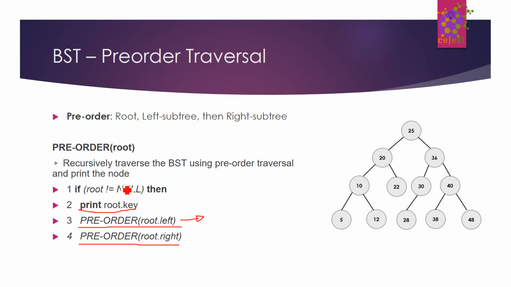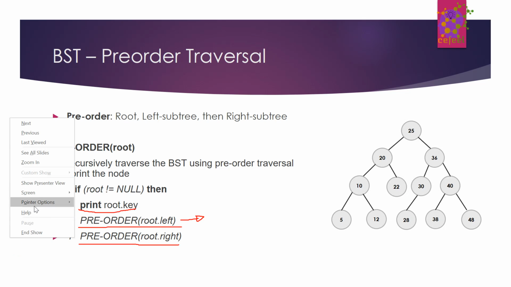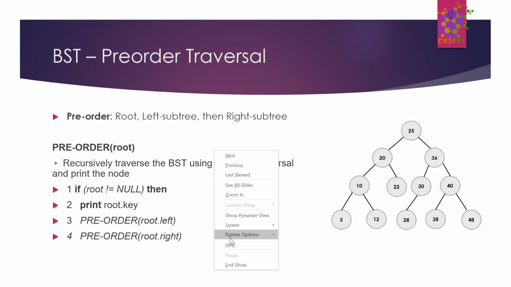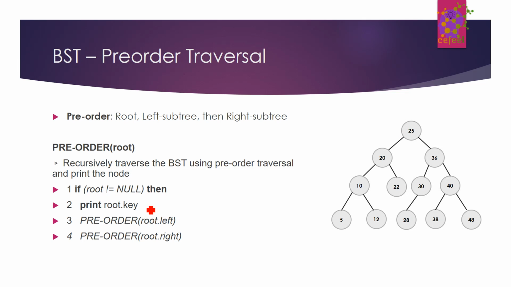So let's say this is our binary search tree which we are given, and we need to do a pre-order traversal. The first step is it will check if root is not equal to null. As you can see, the value of root here is 25. So we will first see it's not null, and then we'll print root dot key, which means we'll first print 25 here. So that is the first step.